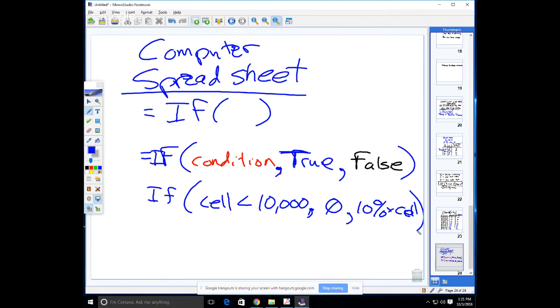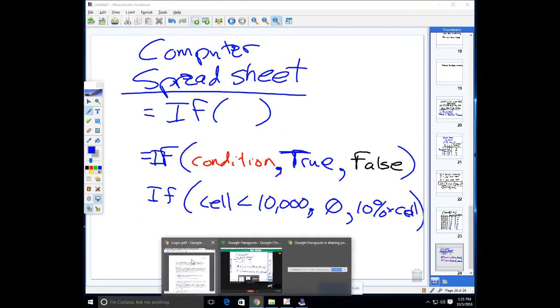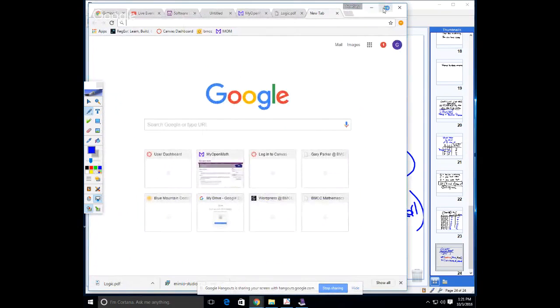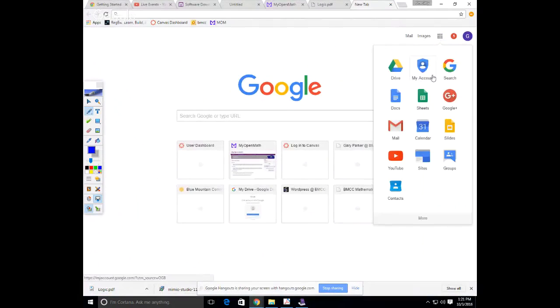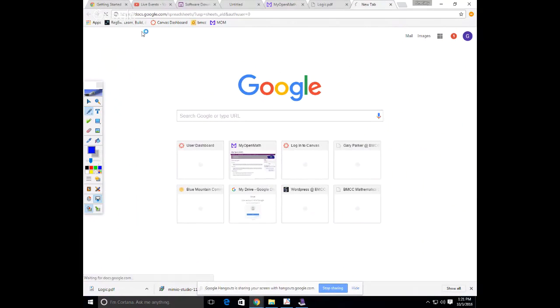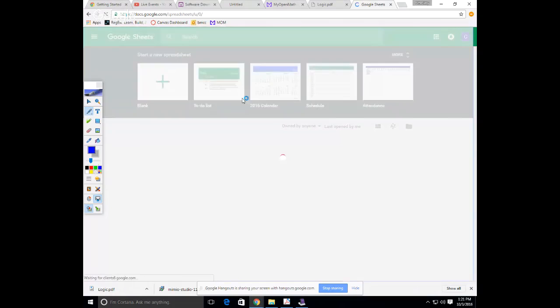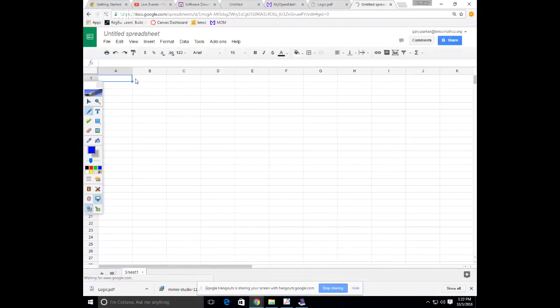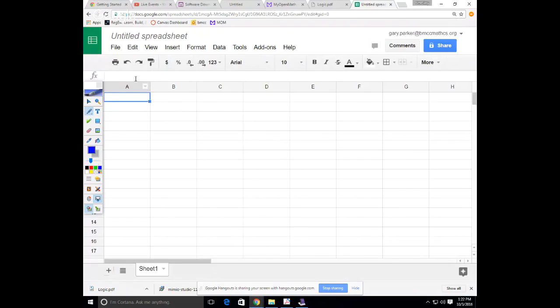Let me just set up a spreadsheet that uses that so you can see how it works. I like to use Google Sheets, so I'm going to jump in there. Let's start with a blank sheet and blow it up a little. Okay, so suppose here is income.